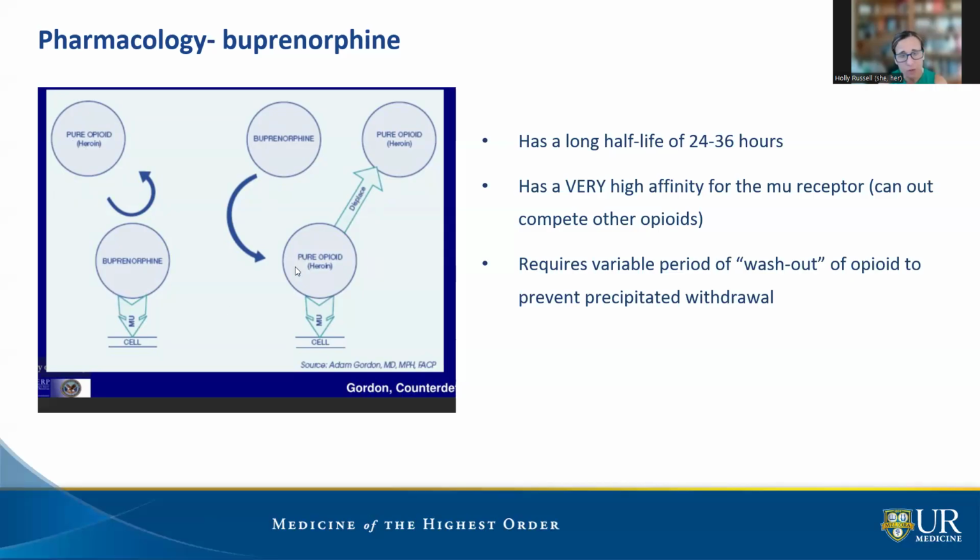The opposite is true if they have heroin in their system before they start the buprenorphine. The buprenorphine will kick the heroin or fentanyl or whatever else off the opioid receptors, and that is what can result in precipitated withdrawal.